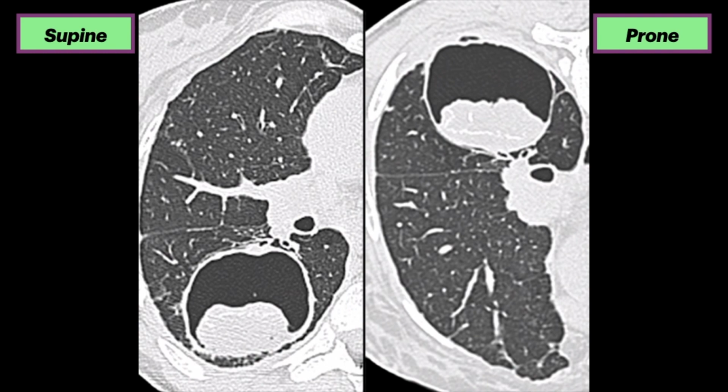Here are supine and prone images showing a patient with a right lower lobe mycetoma secondary to non-tuberculous mycobacterial infection. Note the non-dependent air crescent sign and migration of the fungus ball to the dependent portion of the cavity.